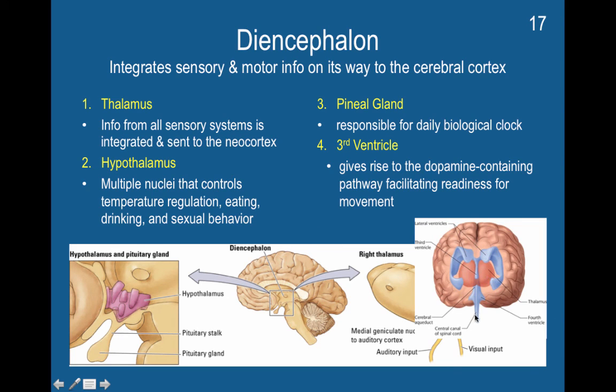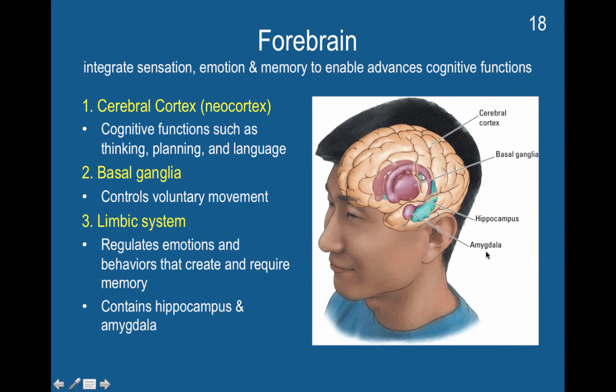And here you can see the organization in another way, and it shows you the fourth ventricle. And then you have the thalamus in here, and then you have the third ventricle, and these are the lateral ventricles. And in all of these there's cerebrospinal fluid, and it contains essential nutrients.